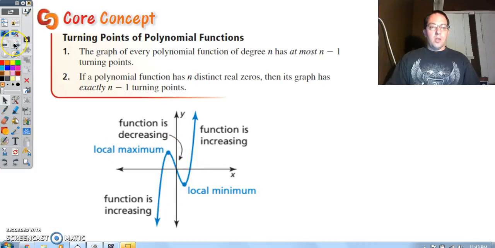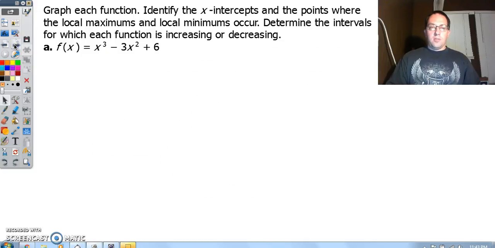Okay, so let's take a look at this. We're going to graph this function. We're going to identify the x-intercepts, the points where the local maximums and minimums occur, and then we're going to tell where the function is increasing or decreasing. Now before we do that, we just want to look at this and ask how many turning points this function could have. It could have 2. Degree is 3, so the turning points it could have 3 minus 1, so 2 turning points.